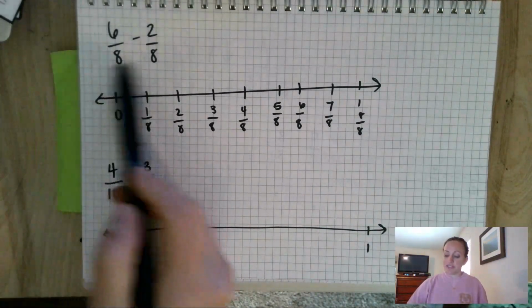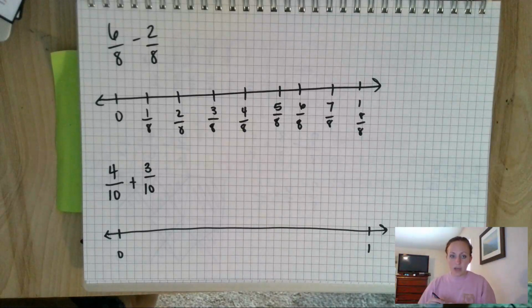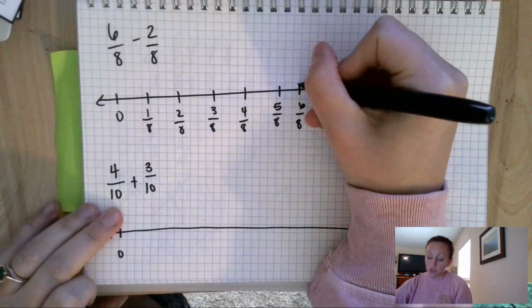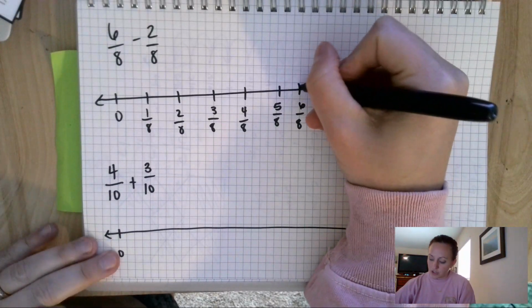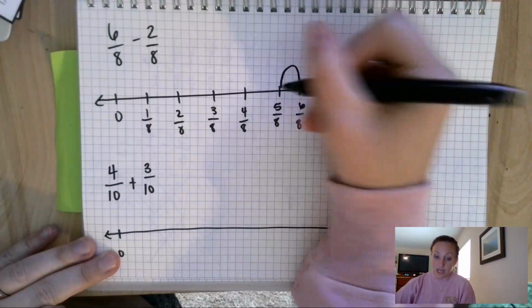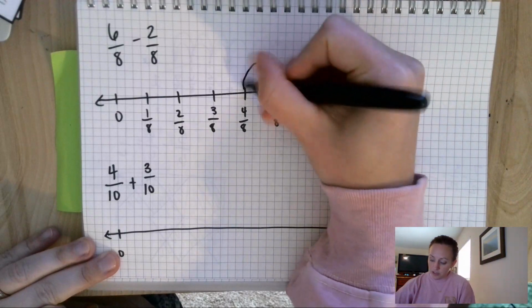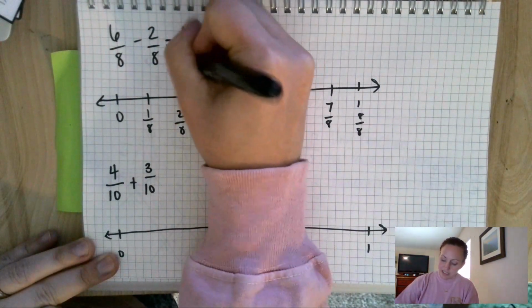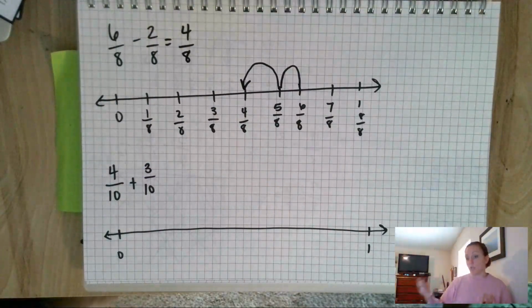So first of all, 6/8 minus 2/8. So I'm taking away, I start on 6/8 and I'm going to hop backwards 2/8. So it's like hopping backwards 2 dashes, right? Because each dash is an eighth. So 1, 2. So I landed on 4/8, which means 6/8 minus 2/8 is equal to 4/8.